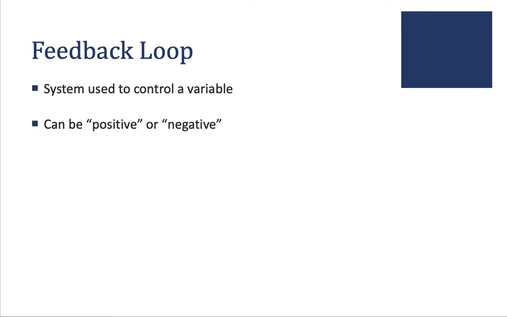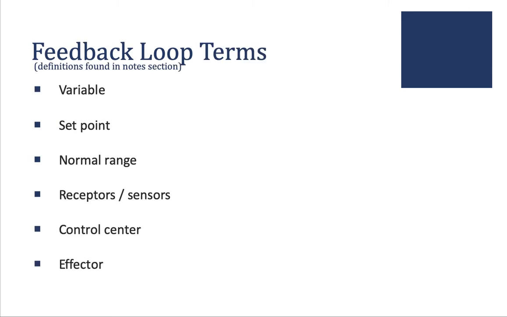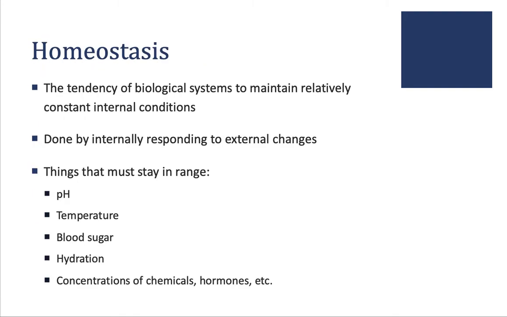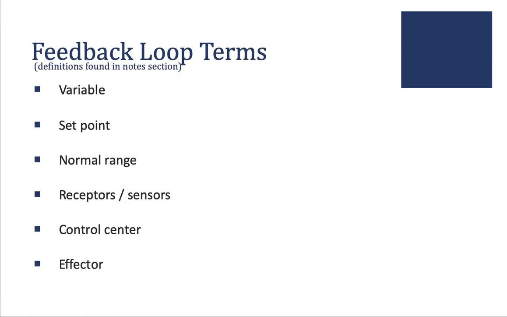So a feedback loop is a system that's used to control a variable, and it can be either positive or negative, which we'll talk about in a little bit. Before we get into all the intricacies of a feedback loop, let's review some terms. So a variable is anything that changes. So any of these things that I listed that must stay in range, those are all variables.